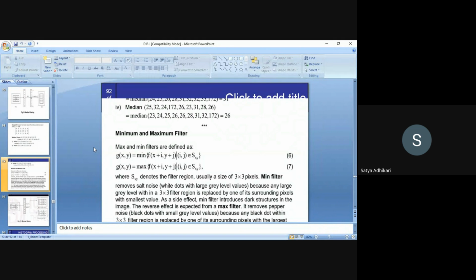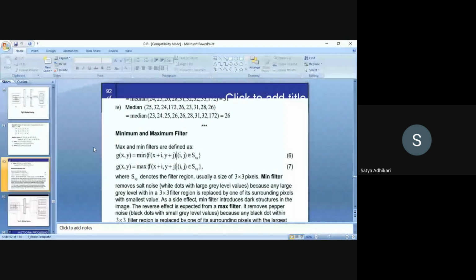So the work of the minimum filter is to remove the salt noise, because any large gray level within the 3x3 filter region is replaced by one of its surrounding pixels, which is the smallest value. Any value is replaced by the minimum value of that region. Suppose there are 9 pixel values; the pixel at the center will be replaced by the minimum of them. In the previous case, it was the median. In linear filtering, it was the average, but now it is the minimum value. That is why it is used for removing salt noise.